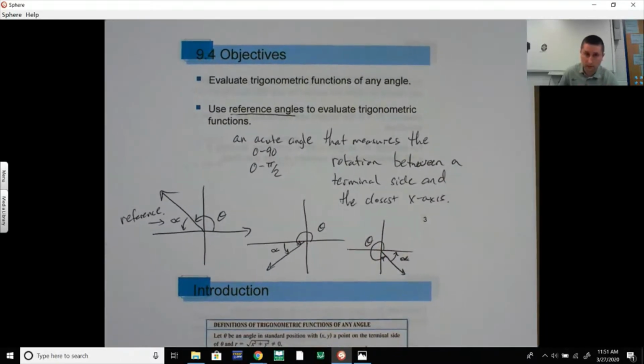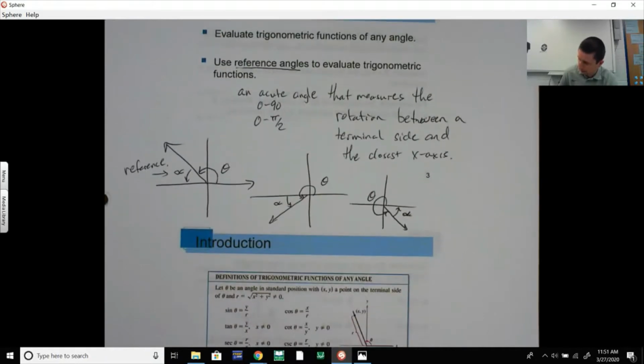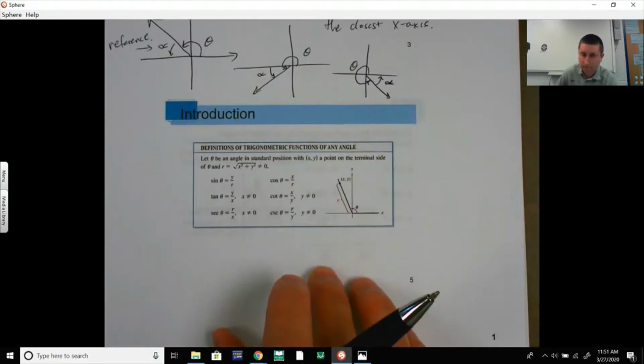Okay, so that's what we'll talk about with reference angles, see that a little bit, not too much. If we were here in class, we'd hit it a little bit harder.